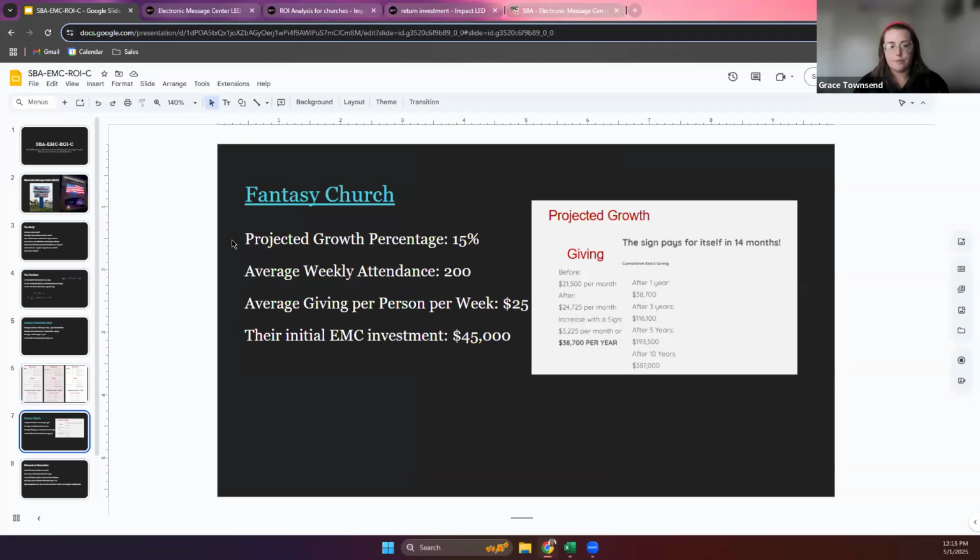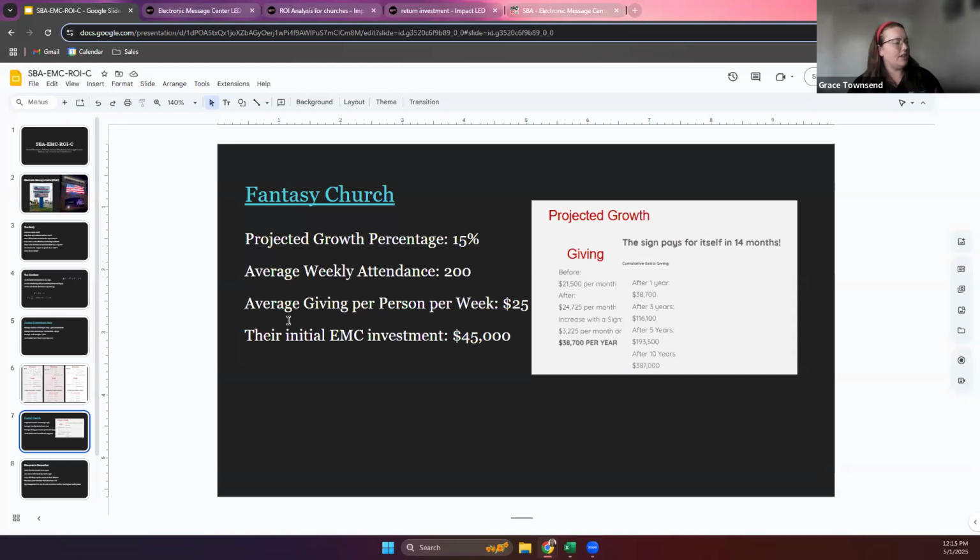Churches before the purchase of an EMC, or without any community outreach, typically see between 1 to 2% growth year over year. With an EMC or community outreach programs, they're likely to see growth between 10 to 20% per year. The average for churches that aren't mega churches have about a 200 person a week attendance rate, and the average giving is between $20 to $30. So in this case, we're going to go with a 15% growth, average giving per person, $25 a week.